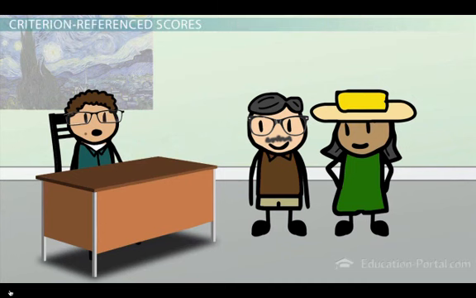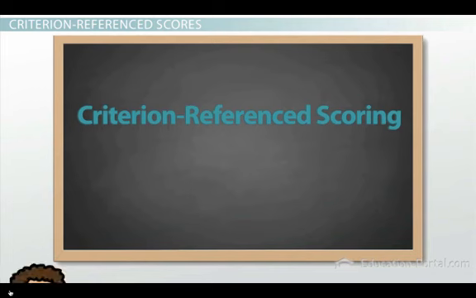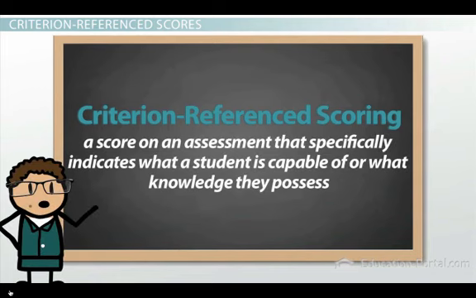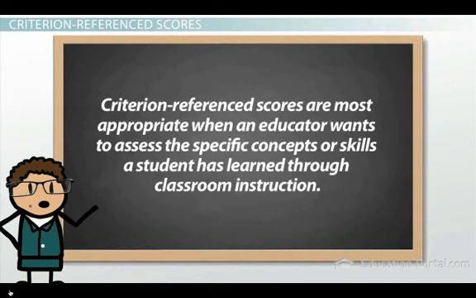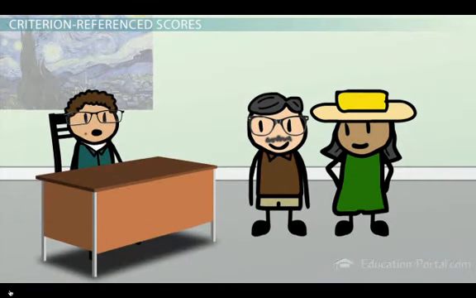I want to discuss another method of scoring, criterion referenced scoring. This refers to a score on an assessment that specifically indicates what a student is capable of or what knowledge they possess. Criterion reference scores are most appropriate when an educator wants to assess the specific concepts or skills a student has learned through classroom instruction. Most criterion referenced assessments have a cut score, which determines success or failure based on an established percentage correct.